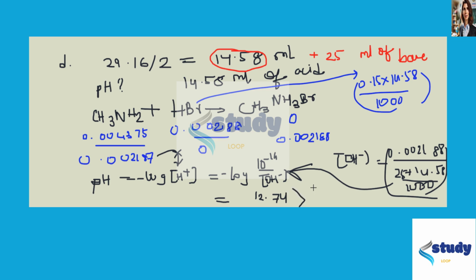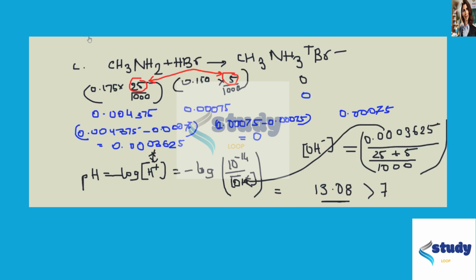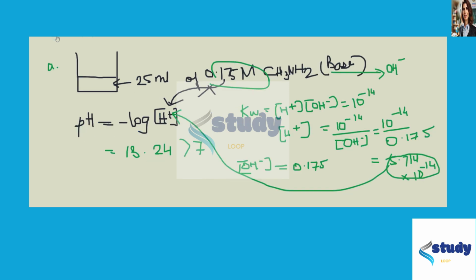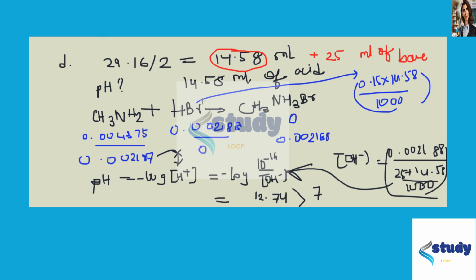So yes, the pH being greater than 7 makes sense, but it's more acidic than our part C, because in part C you only added 5 milliliters of acid, and it's also more acidic than part A, because in that case no acid was added. So logically all of this makes sense up until now.